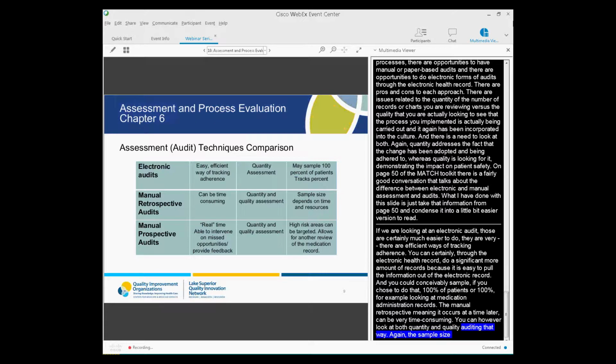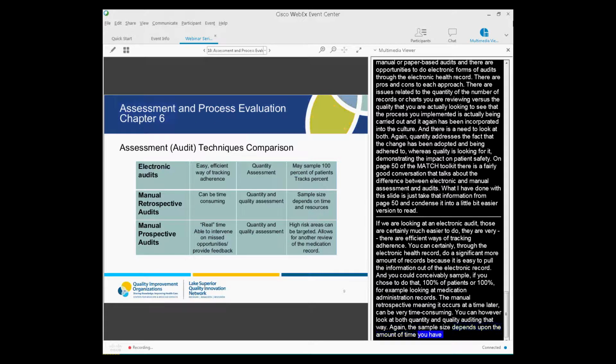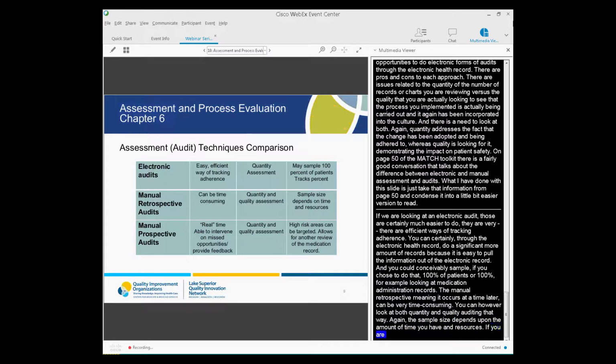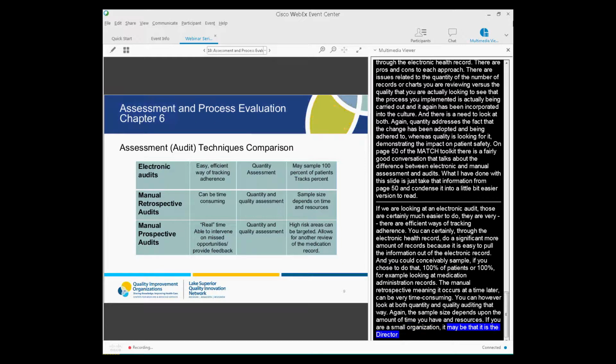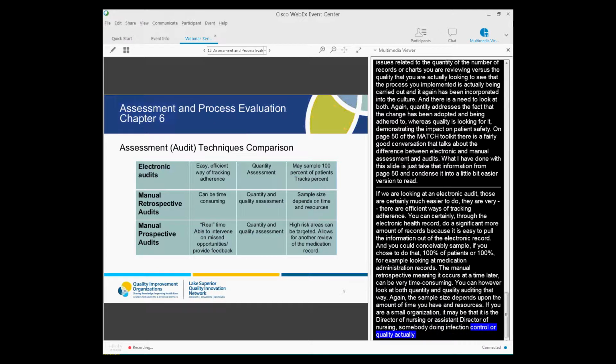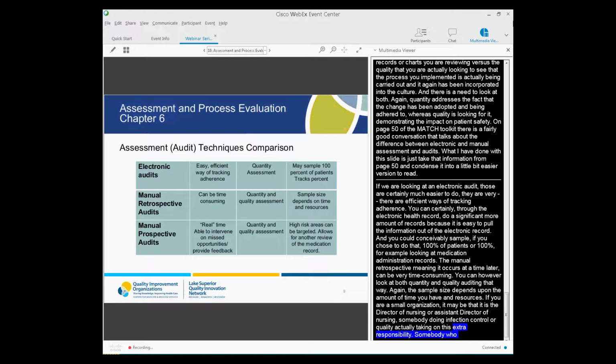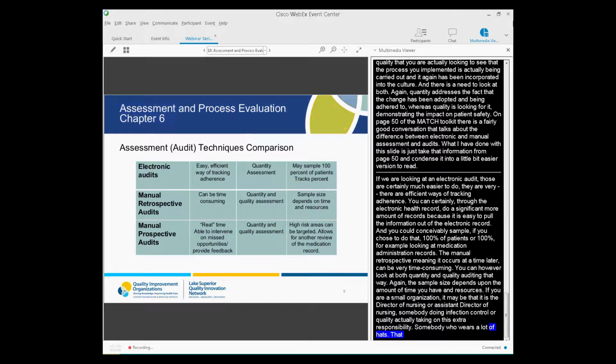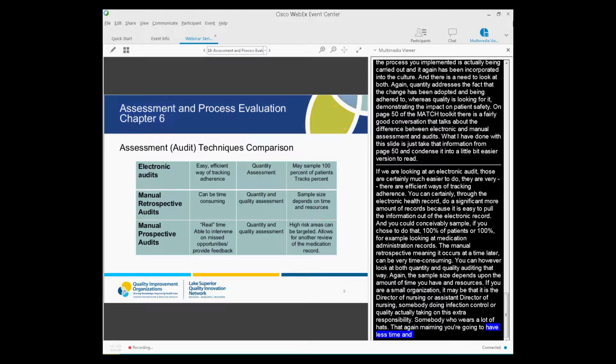So if you're a small organization, it may be that it's the director of nursing or the assistant director of nursing or somebody doing infection control or quality that's actually taking on this extra responsibility, somebody who wears a lot of hats. And so that, again, may mean that you're going to have less time and you're going to be able to have a smaller number of records actually reviewed.